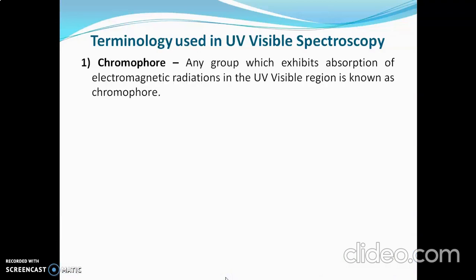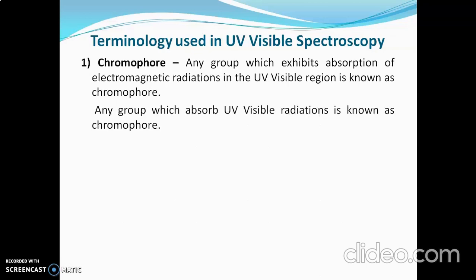The first term used is chromophore. Any functional group which exhibits absorption of electromagnetic radiation in UV visible region is known as chromophore. Or more simply, one can say that any functional group which absorbs UV visible radiation is known as chromophore.